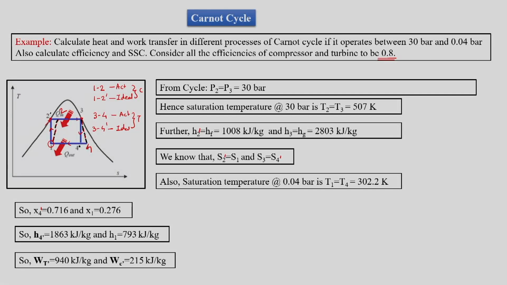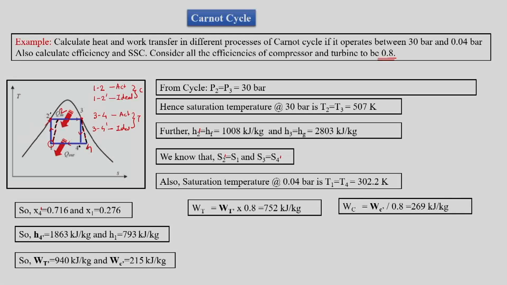So we can get the ideal turbine work as 940 and 215. So we can now find out the actual turbine work. Actual turbine work is 80% of ideal, so we get 752 as the actual turbine work. Similarly, the ideal compressor work divided by 0.8 is the actual compressor work. So we got the actual compressor work also. Knowing this, we know W net, which is turbine work minus compressor work, and this is 483.